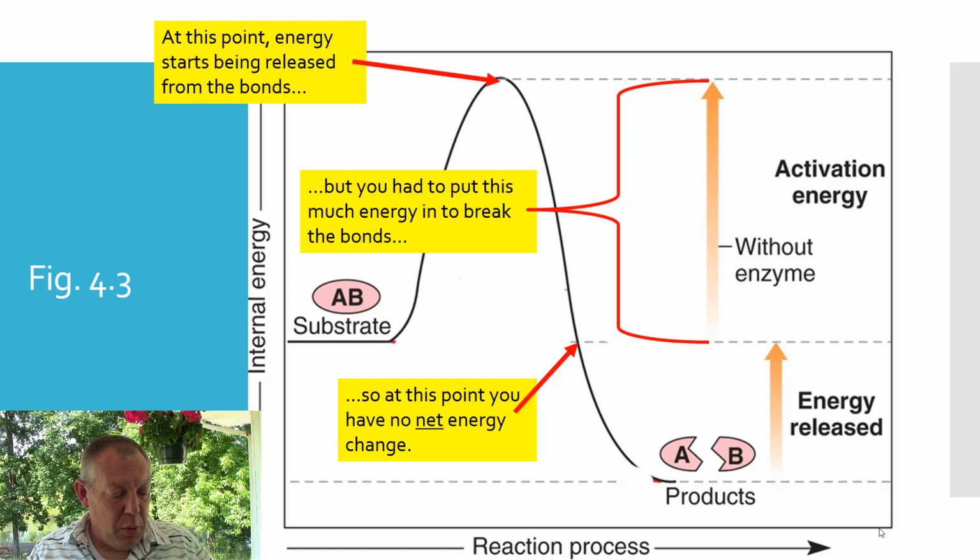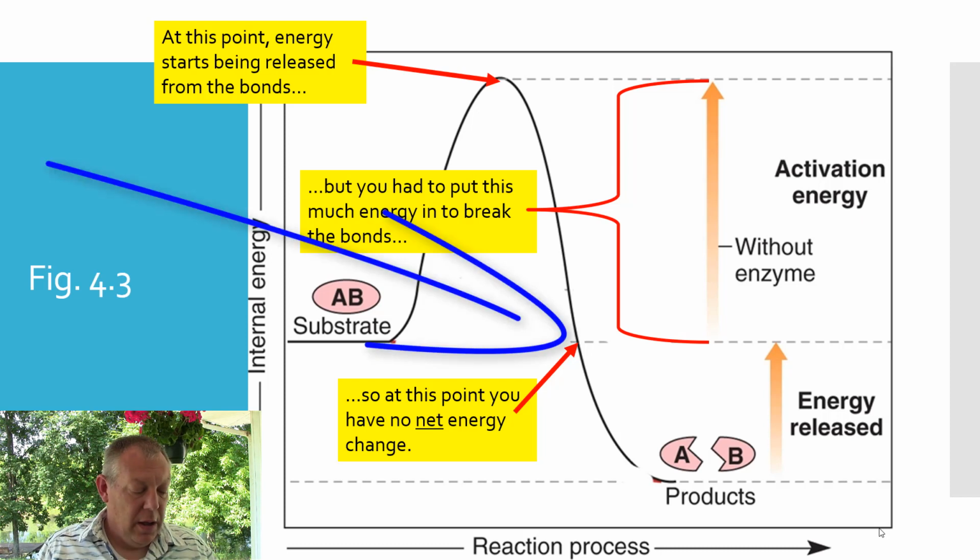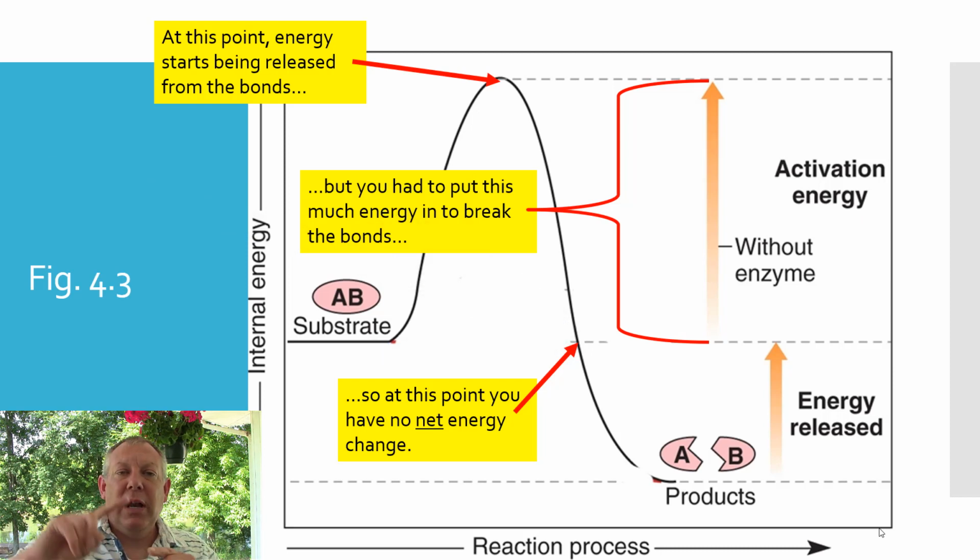Now, when you get to the point that I've got marked with the arrow here, at that point, you haven't gained anything. You've put in the activation energy. Now you're starting to get energy back out, but you've already invested some energy. And so at that point, you're only breaking even. There's no net gain in energy because you put in some energy and you got exactly that much energy back.